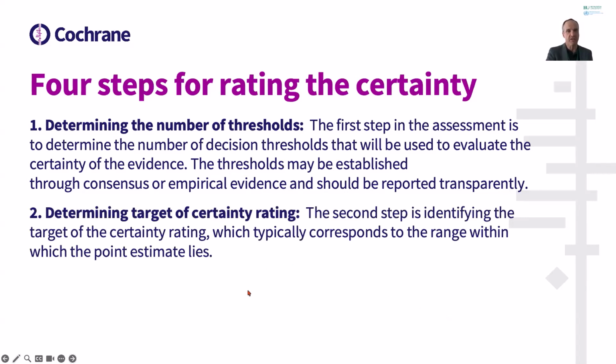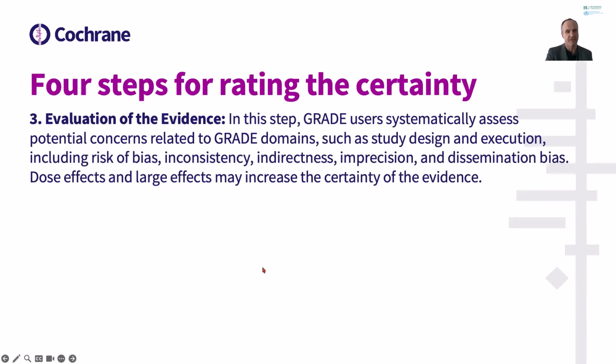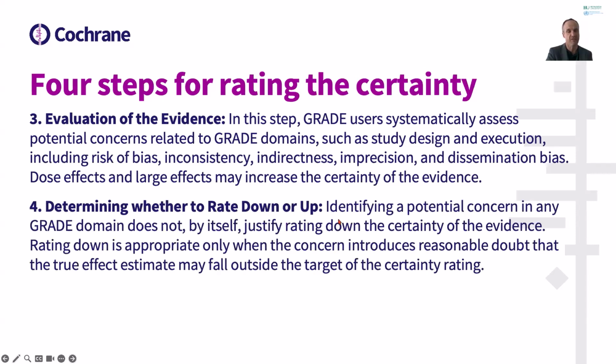We then determine the target of the certainty rating. I'll explain that also better, which is the second step in making a judgment about the rating of the certainty. And that typically corresponds to the range within which the point estimate of an absolute effect actually falls. And the third step is an evaluation of the actual evidence. In that step, we review the domains that I just described, including limitations in study design and execution, which will all be described in more detail in subsequent webinars. And then at the end of the day, we determine whether to rate down or up.